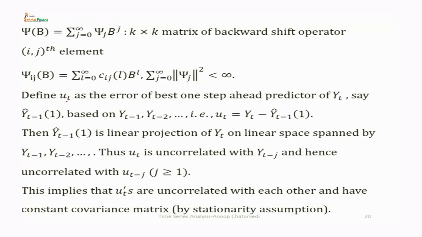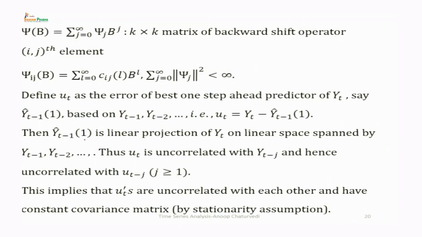Now, suppose u t is the error of the best one step ahead predictor of y t, say, and we denote it by y hat t minus 1 1. And this predictor is based on y t minus 1, y t minus 2, and so on. And we write u t equal to y t minus y hat t minus 1 1. So, this u t denotes the error of the best one step ahead predictor.